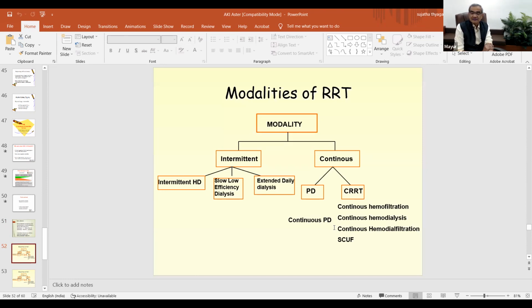And there are various indications, and the modality could be intermittent or continuous. Intermittent therapies are intermittent hemodialysis, extended daily dialysis, and slow low-efficiency dialysis or SLED. Continuous therapies would be PD or CRRT, and CRRT could be, as you know, continuous hemofiltration, dialysis, hemodiafiltration, and continuous ultrafiltration. So these are all different modalities of renal replacement therapy.